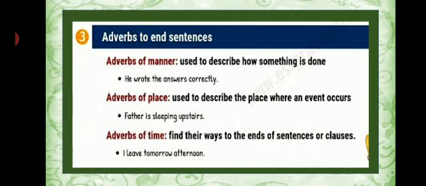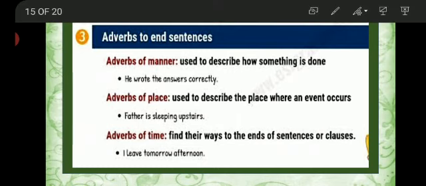Okay students, the adverbs that we use at the end of the sentence. The next placement is at the end of the sentence. Now there are also three types of adverbs which are used at the end of a sentence: adverbs of manner, adverbs of place, and adverbs of time. Adverbs of manner are used for answering the question like how. They are used to describe how something is done.